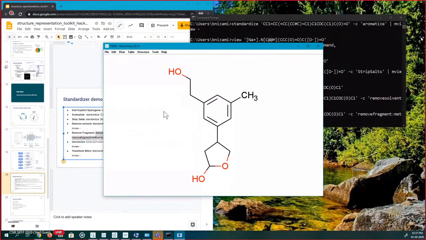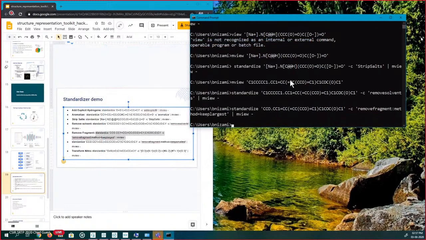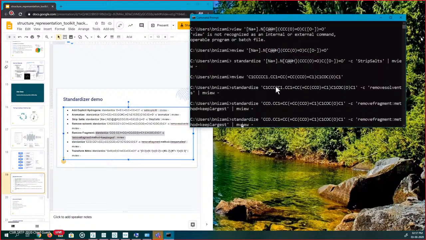You remember there was an ethyl alcohol which has been removed now. Let me show you another example of this command, where I want to, let's say, keep the smallest molecule. So with the method section, I will change it to keep smallest.